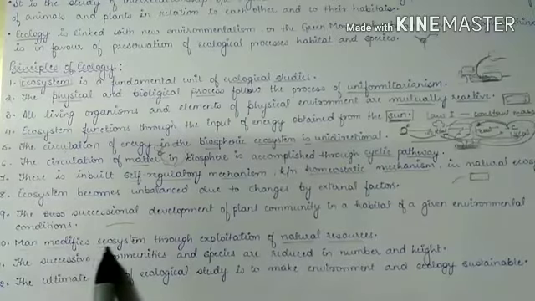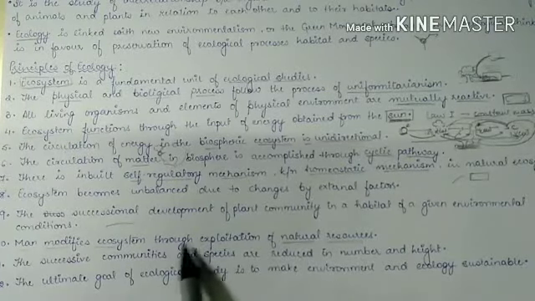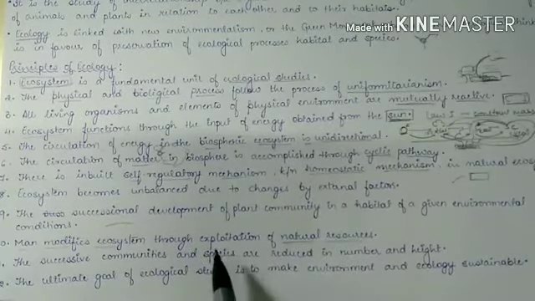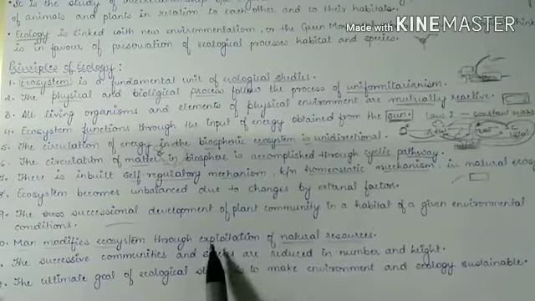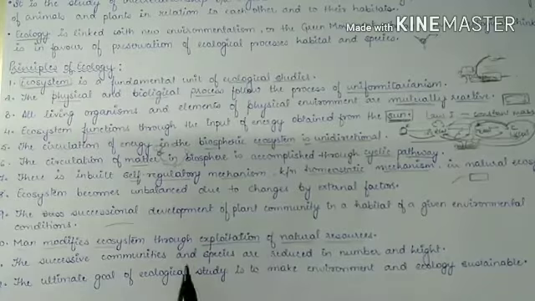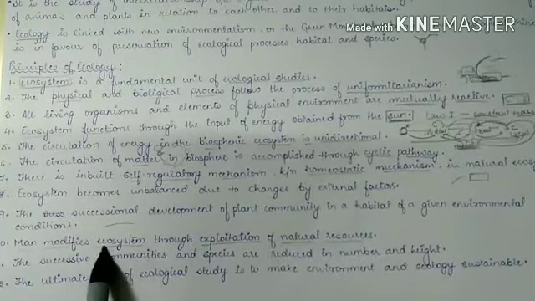And this type of modification is very fast, because it is not through natural processes. Natural processes are mostly slow, while this is through anthropogenic processes. So here we have exploitation of natural resources, and by exploitation of natural resources man tries to modify the ecosystem.